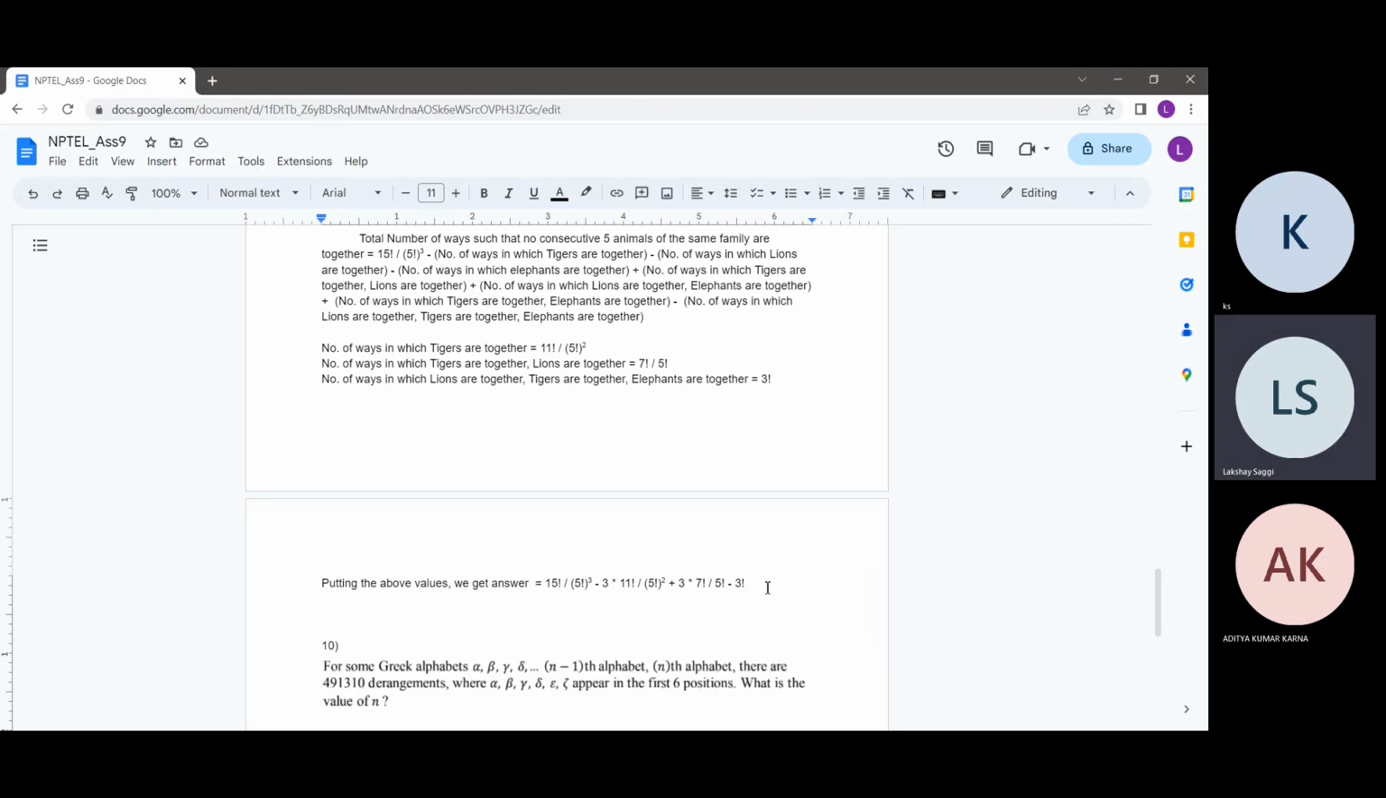And what does this calculate to? Do I have the answer for this? Okay, so I don't have the answers for this, but this will be the correct answer. So 15 factorial by 5 factorial cube minus 3 times 11 factorial by 5 factorial square plus 3 times 10 factorial by 5 factorial minus 3 factorial.